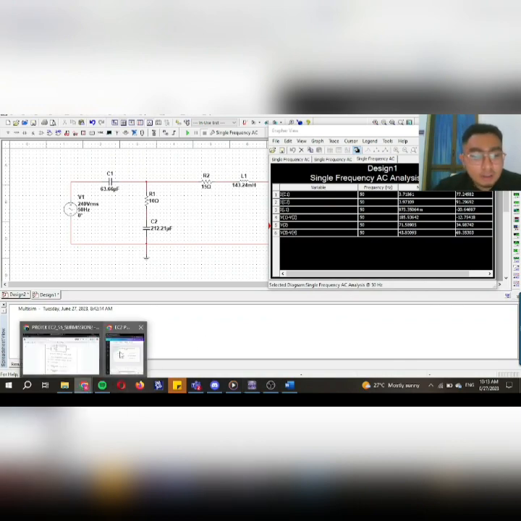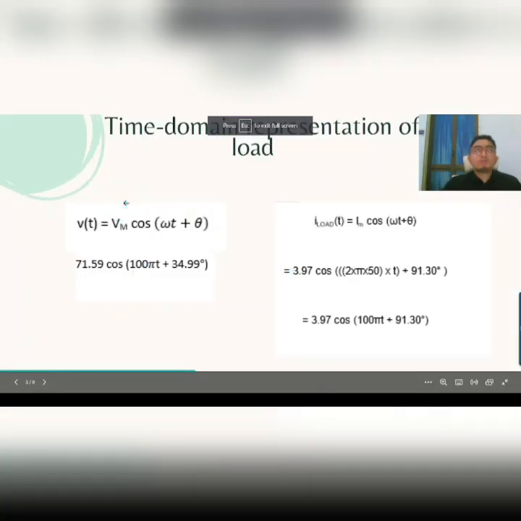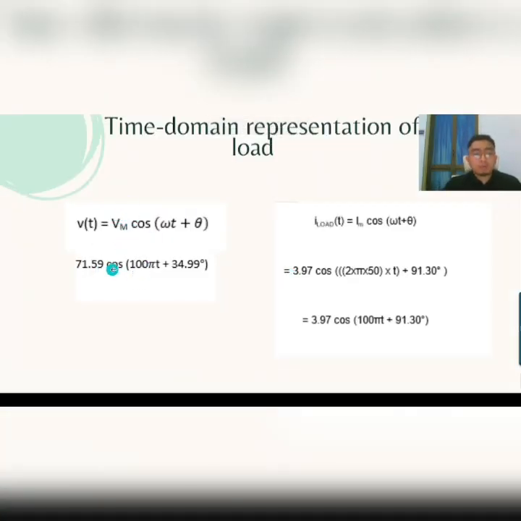As you can see in the slide I've presented to you just now, this is the voltage time domain representation, 71.59 cos 100 pi t plus 34.99. For information, for the omega value we have options: omega equals 10, or omega equals 2 pi f. Here I've used omega equals 2 pi f. That's why you see 100 pi t, which is 2 pi multiplied by 50 hertz, the measured frequency.